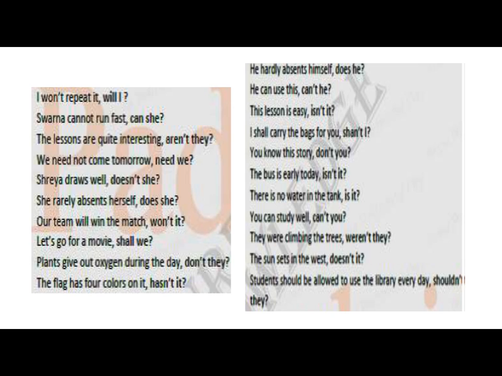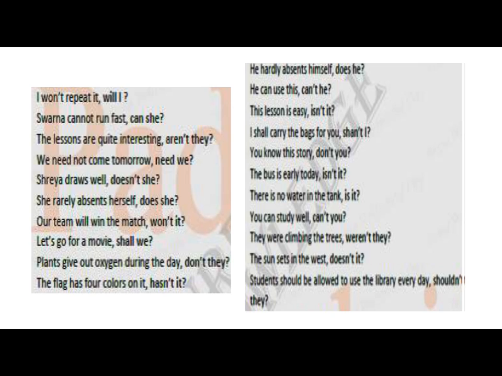The flag has 4 colors on it, hasn't it? He hardly absents himself, does he? He can use this, can't he? This lesson is easy, isn't it? I shall carry the bags for you, shan't I?